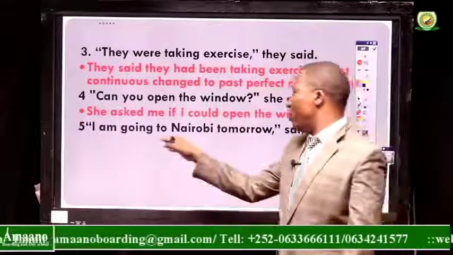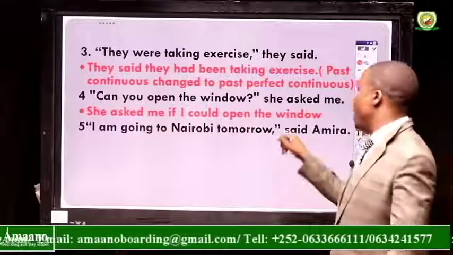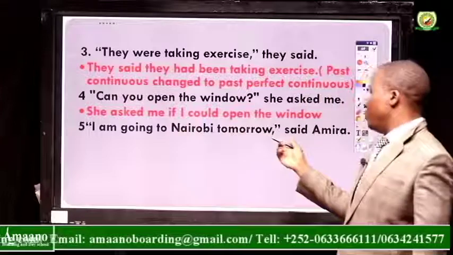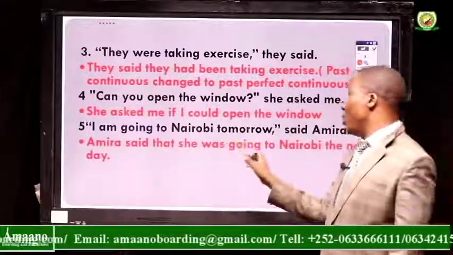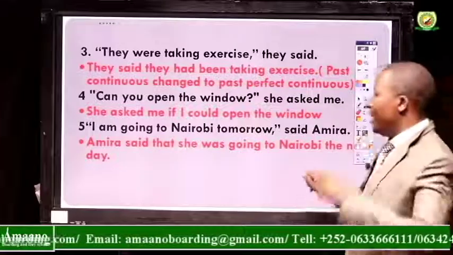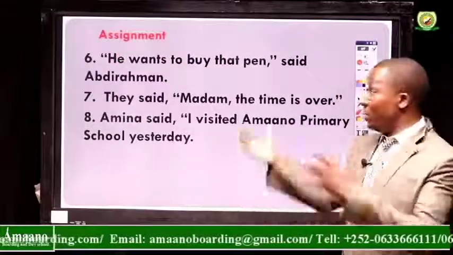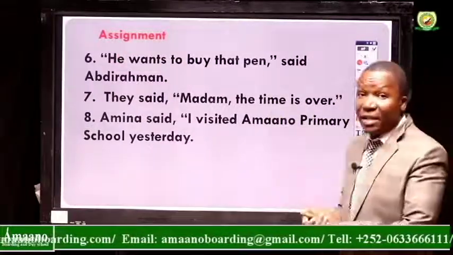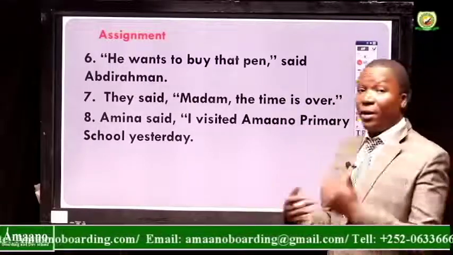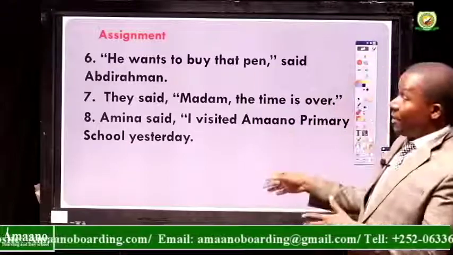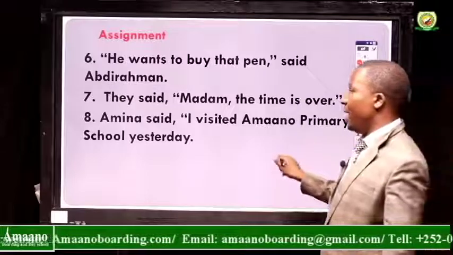Number 5: I'm going to Nairobi tomorrow. Remember, tomorrow changes to what? Of course, you know it. I'm going to Nairobi tomorrow, said Amira. So we say, Amira said that she was going to Nairobi the following day. Now, we have an assignment here, the one that I want you to copy in your exercise books. If you have not understood, remember to rewind and replay it so that you can understand very well. This is an assignment, numbers 6, 7, 8. I want you to write it in your exercise book.